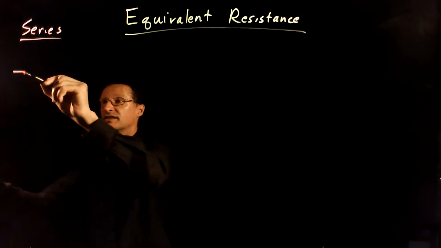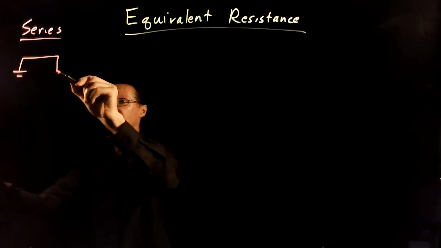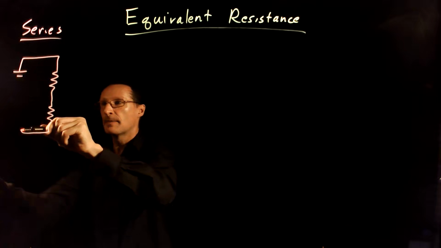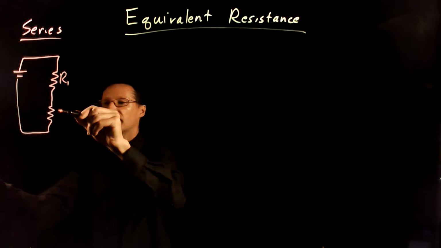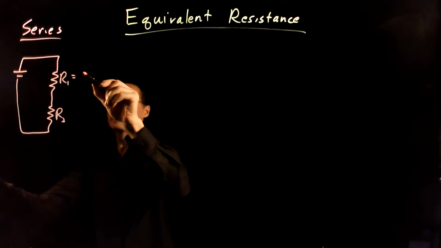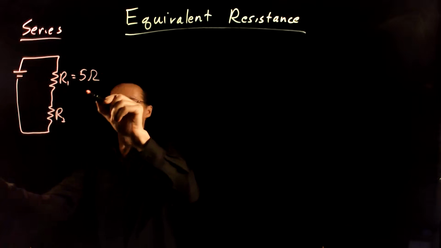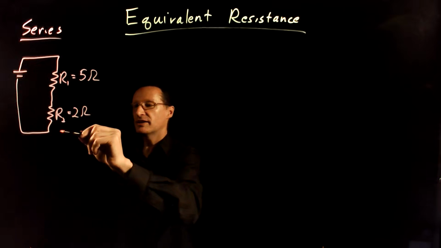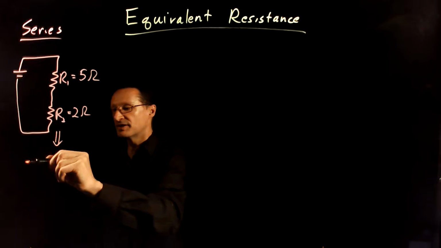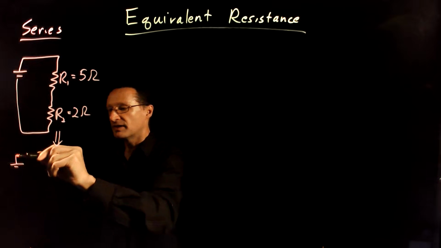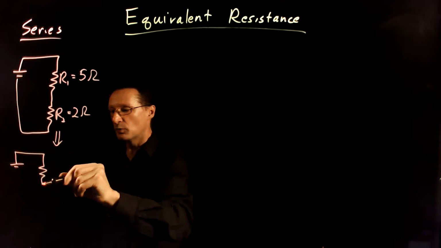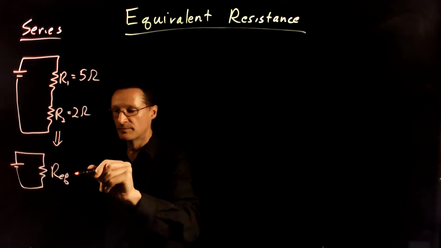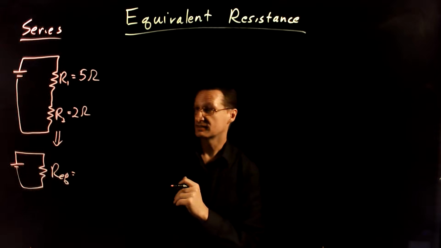So in series, let's say you have your series circuit here. You have your first resistor, and then you have your second resistor here, like that. So this is R1 and R2. And for this example, let's make R1 5 ohms, and let's make R2 2 ohms. Now what we want to do here is combine these into an equivalent resistor here, like this. So it's one overall resistor in place of those, an equivalent resistance.